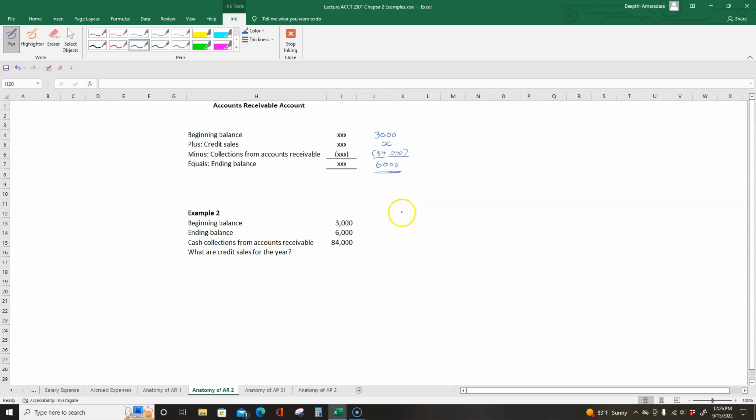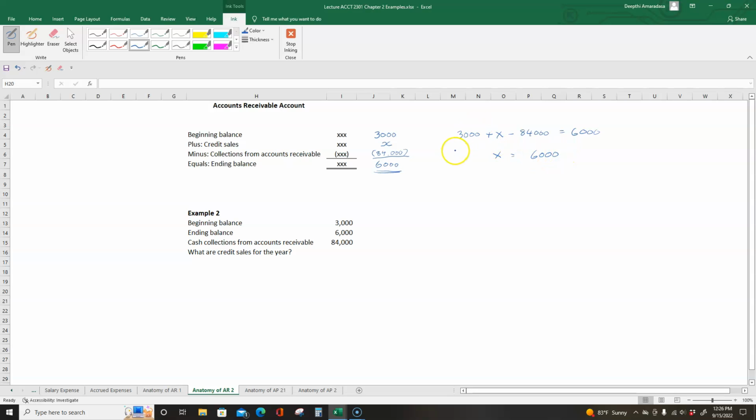and then we're going to solve for X. If you write this out, what we're saying is 3,000 plus X minus 84,000 equals 6,000. And we can solve for X. X is equal to 6,000.